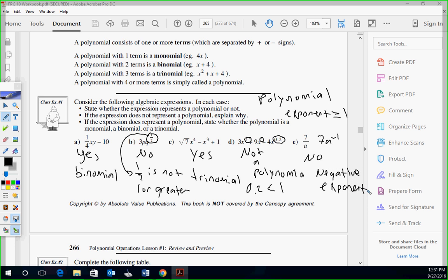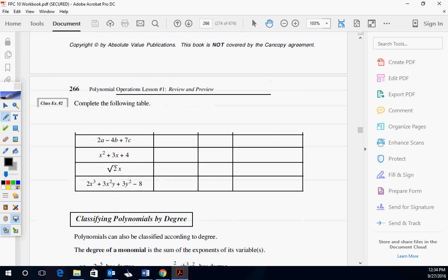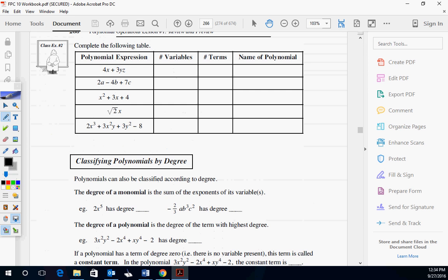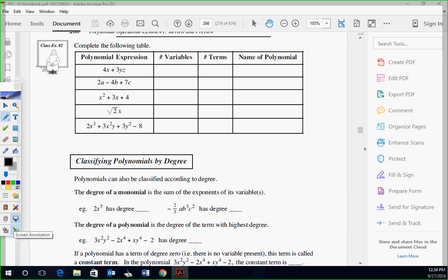All right. Okay, let's get to this chart here. Complete the following table: state the number of variables, state the number of terms, name the polynomial. I'm going to let you try this on your own, fill out this chart, and then we'll go around the room and share, see how we do.